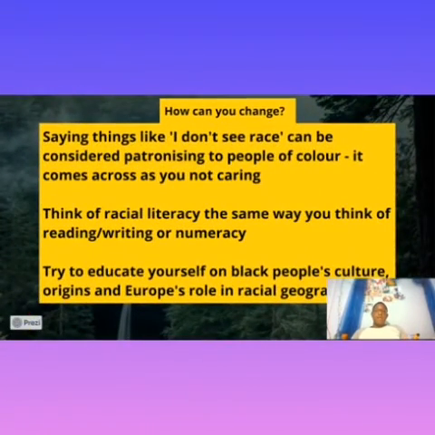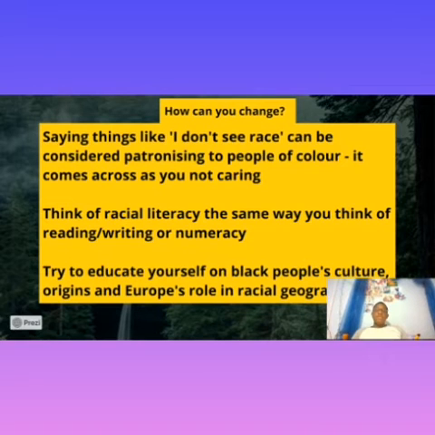And how can you change? Saying things like, "I don't see race" can be considered patronizing to people of color. It comes across as you not caring about race instead of you saying, "I don't mind if you're black or you're white or you're Asian," as you may think.